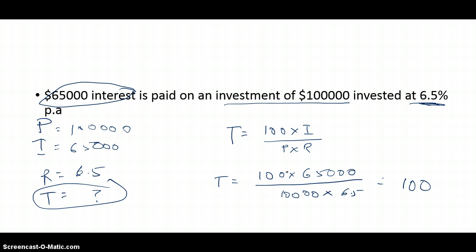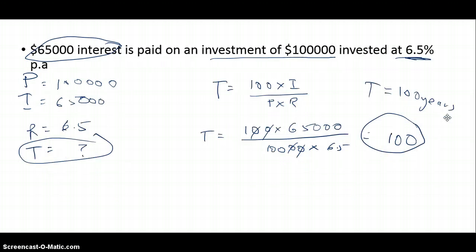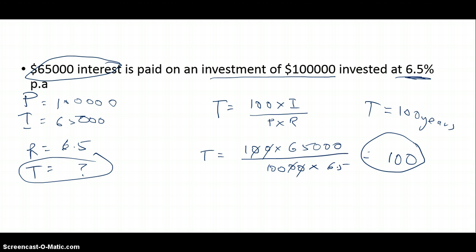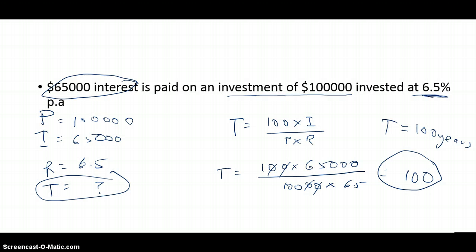So T is equal to 100 times 65,000 over 100,000 times 6.5. If you plug all of this into the calculator, 100 times 65,000 divided by 100,000 times 6.5, what we get is the time is actually 100. Let me just double check this. 65,000 divided by 6.5 times 100. Yes, so the amount of time she needs to invest for is T equal to 100 years, which is quite long, but that's what the question is asking for. Hopefully that was informative, and that is simple interest.